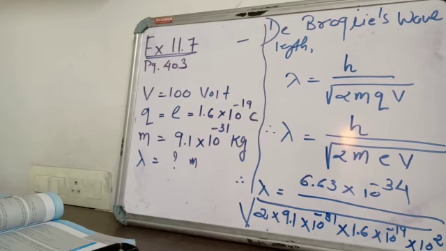Again, voltage is 100 volt, charge is 1.6 into 10 raised to minus 19 coulomb. Mass of electron, that we know, 9.1 into 10 raised to minus 31 kg. Lambda we want to determine. So the de Broglie wavelength lambda is equal to h upon under root 2mqV. Let's put the values and find out the answer.